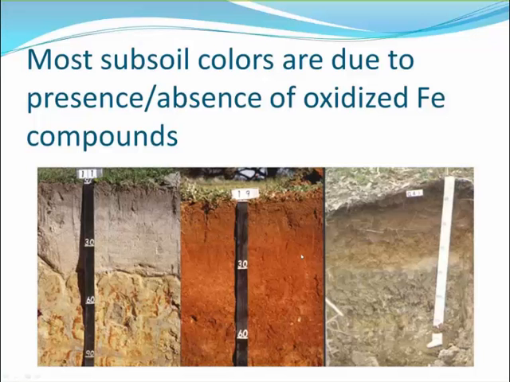The picture in the center is very typical of soils found in the Piedmont. And those soils are oxidized throughout, and they have lots of red color because they contain lots of iron compounds, and they're all oxidized, and so that indicates a good drainage.